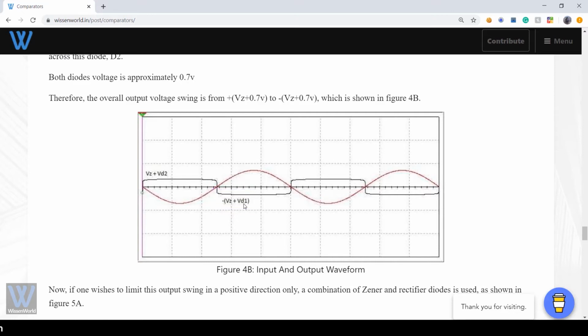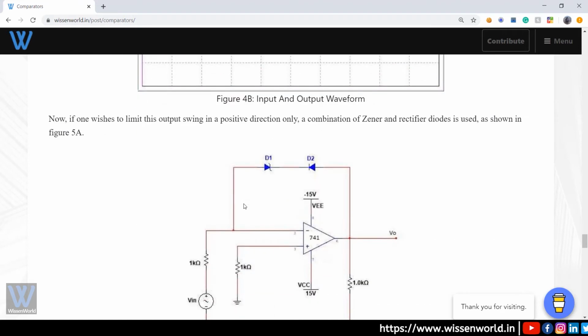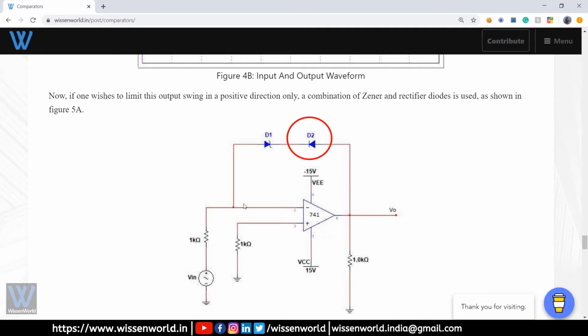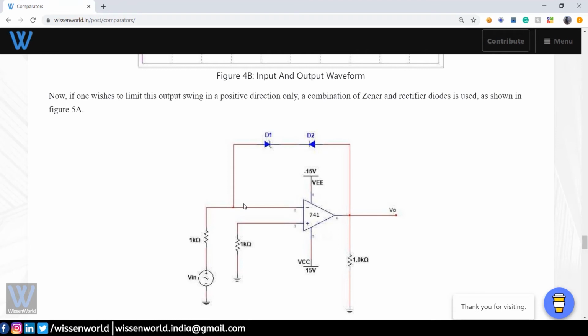Now one may wish to limit the output only in one direction. For doing so, you only need to replace one Zener diode with a normal diode. For example, see this circuit. Here diode D2 is replaced with a normal diode. Initially it was a Zener diode and now it is replaced with a normal diode. This is done to limit the output voltage in the positive direction only.